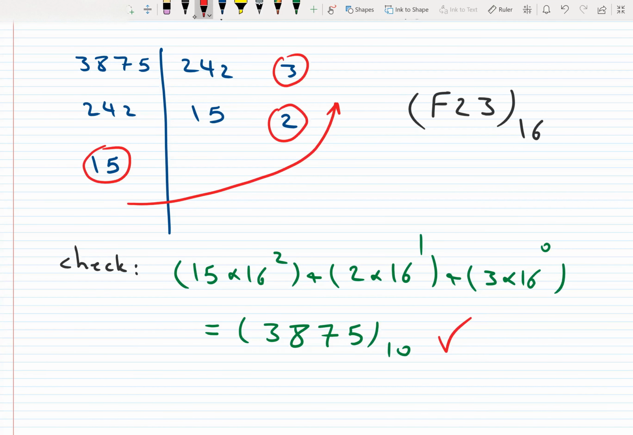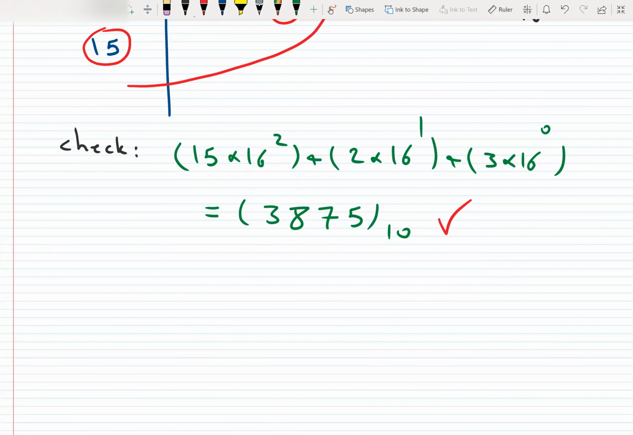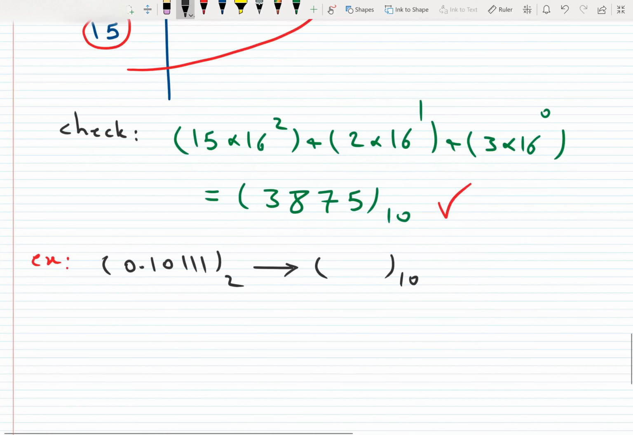Okay. We have one example here to convert from base 2 to base 10. This one is from base 2 to base 10, not base 10 to base 2. So it's 0.10111 base 2. We want to convert it to base 10. Okay, how we can do that?